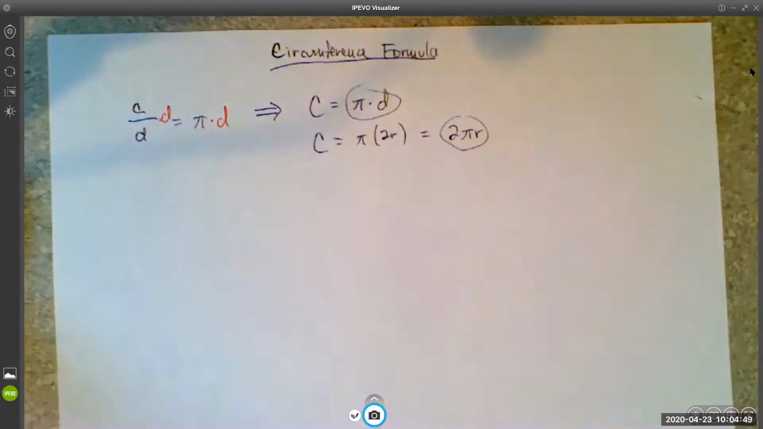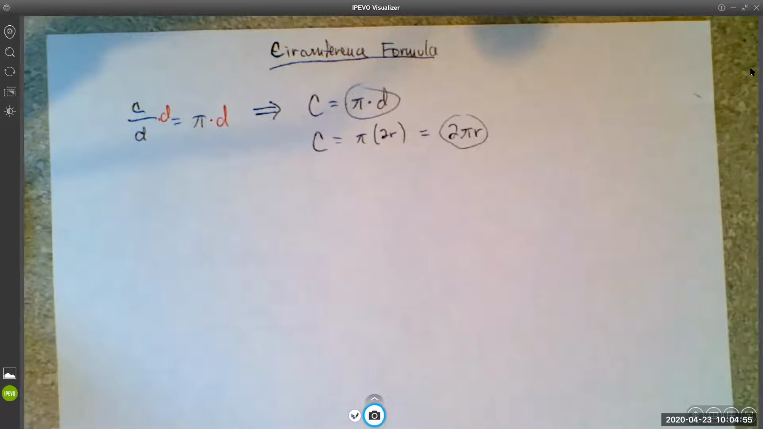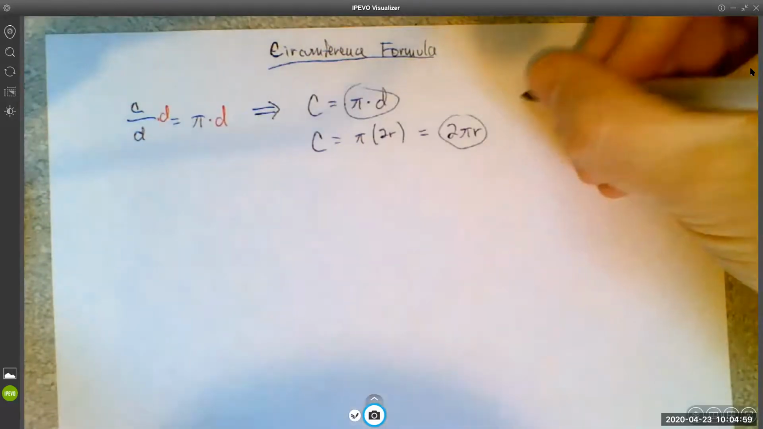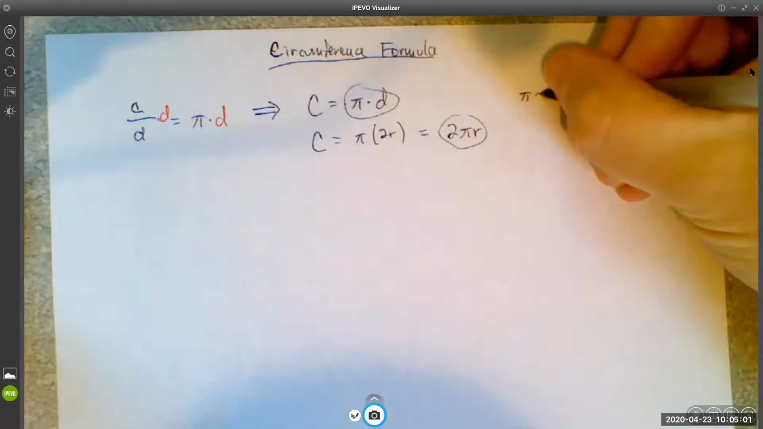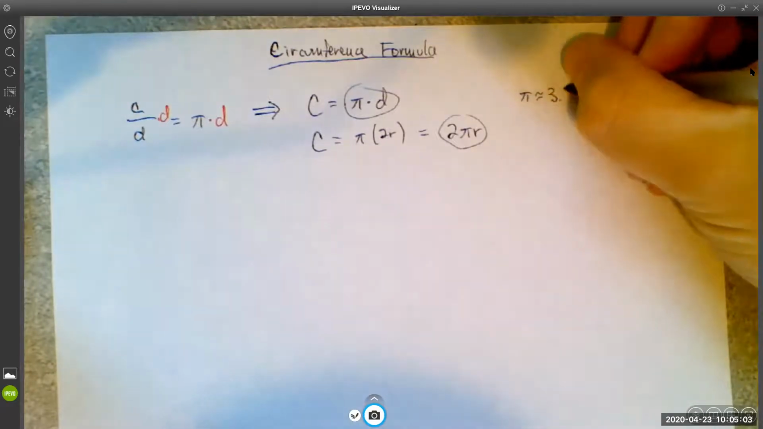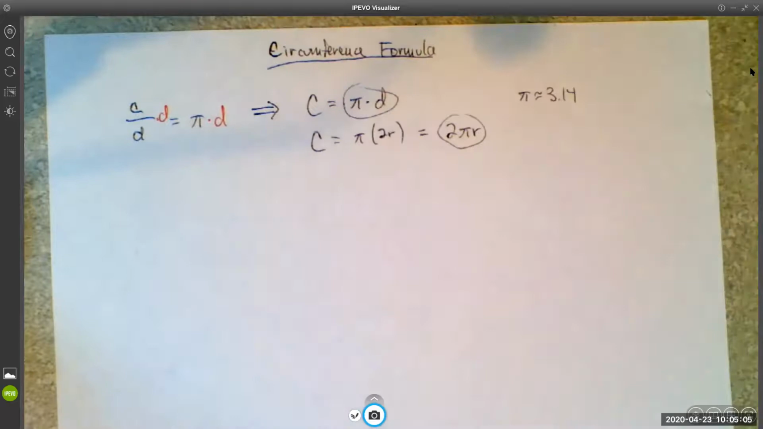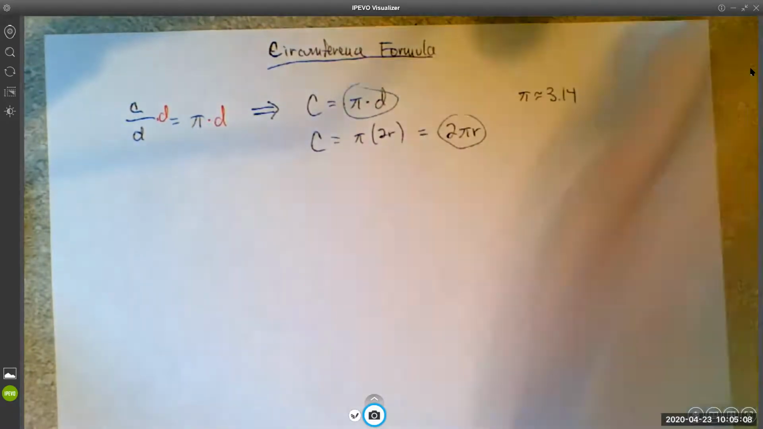They're really expressing the same idea, that the circumference of a circle is just its diameter times this constant, where pi is about 3.14. It's actually an irrational number that goes on and on forever.